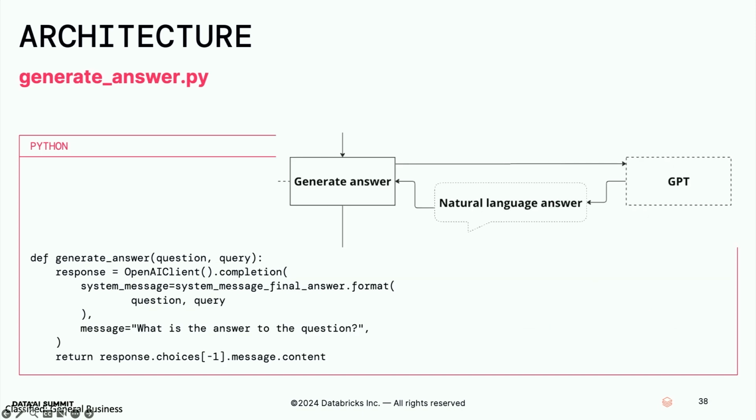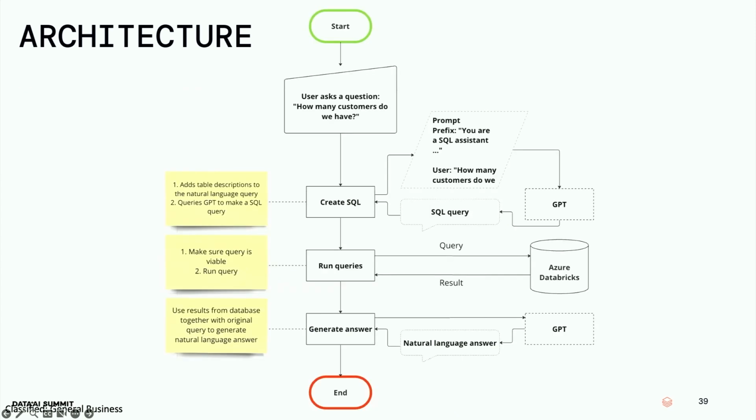So we have another instance of the model that just answers the question based on what the question was, the SQL that you got, and then the result from the SQL. And with that, we've implemented our entire architecture.